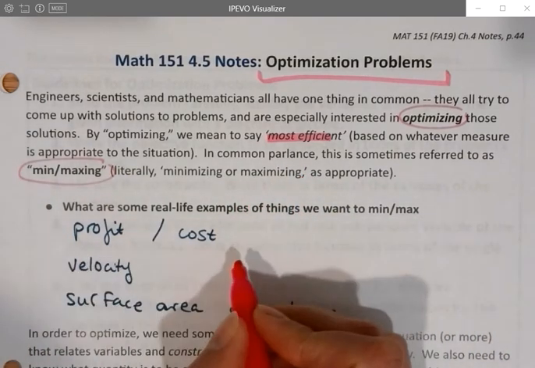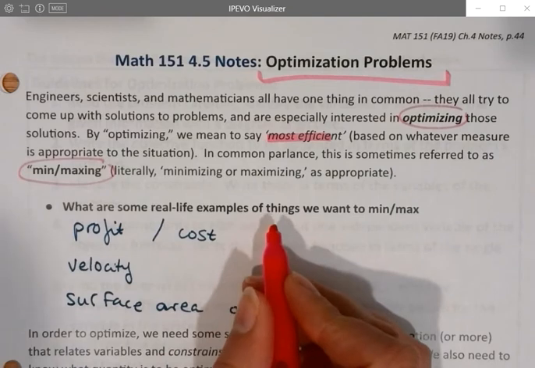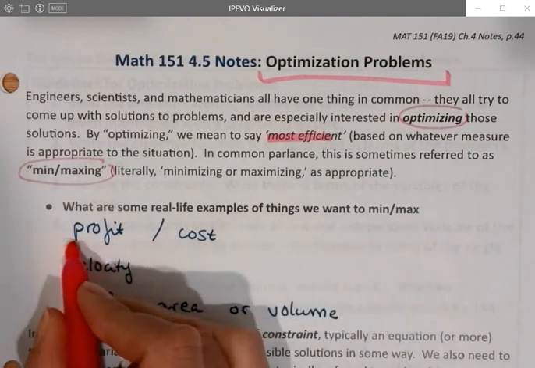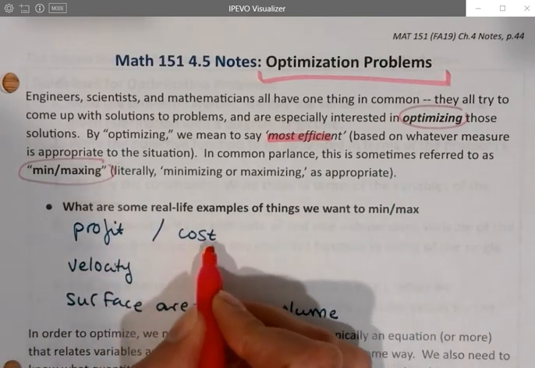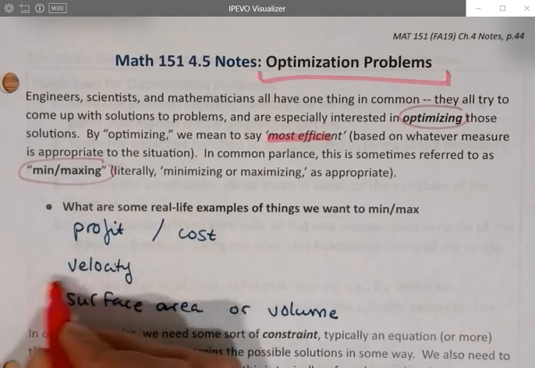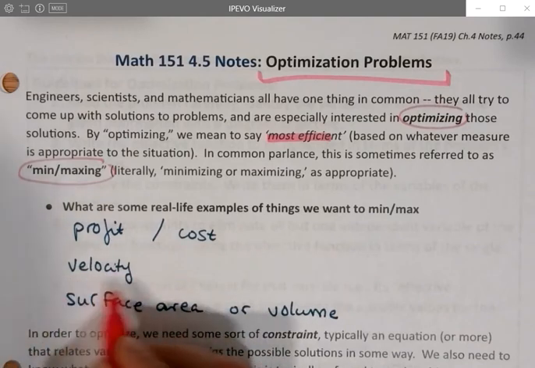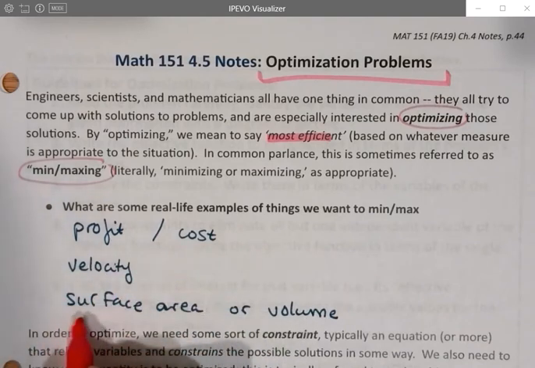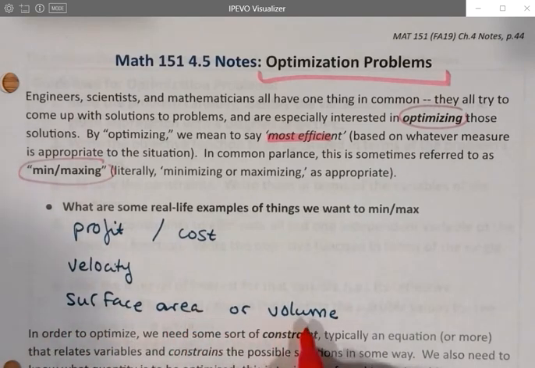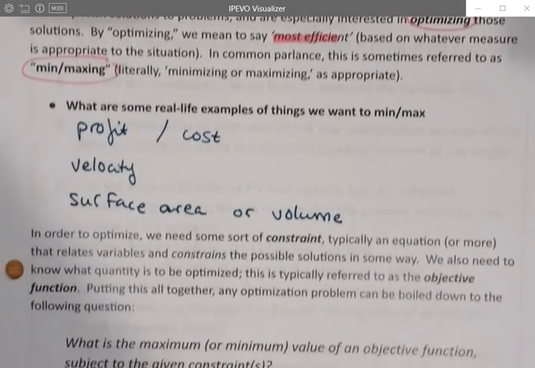So I just already wrote in a couple ideas here for things that you want to minimize and maximize in real life. Like, for example, you want to maximize profit, minimize costs in a business. You might want to maximize velocity or talk about escape velocity, that kind of thing. Or in product design, for example, wanting to minimize surface area or maximize volume would be a couple other things that are commonly minimized and maximized.